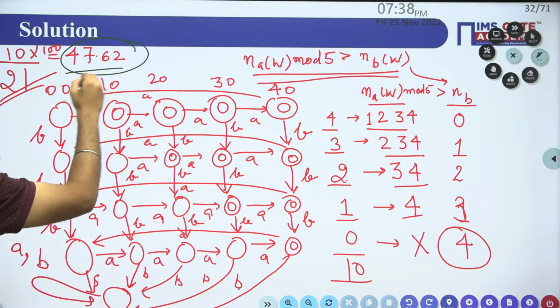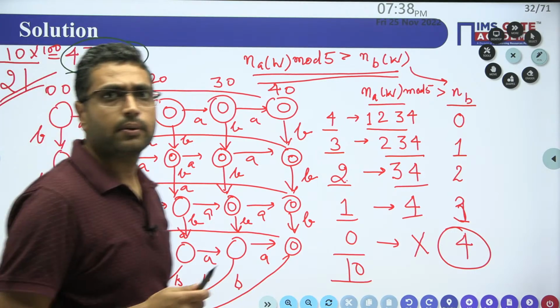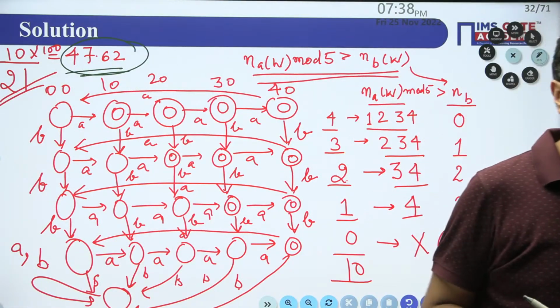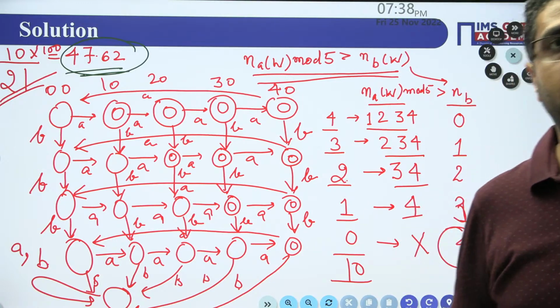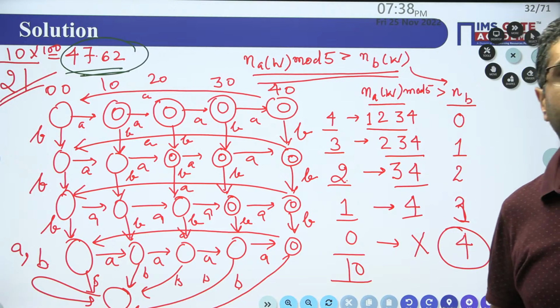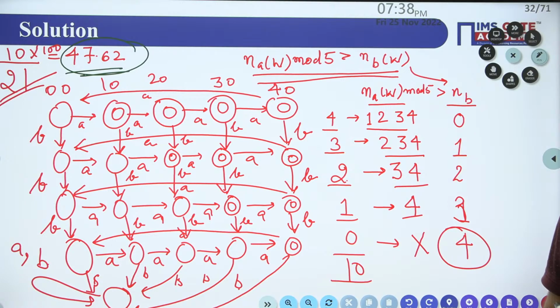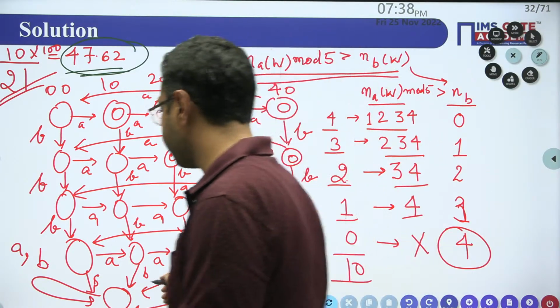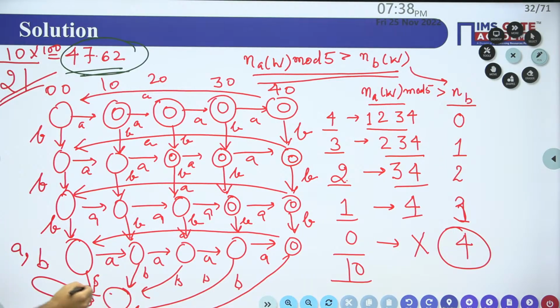47.62 is the final answer. Is it okay? Yeah. No, this is not the final state, Kundan. This is not the final state. This is a dead state. It's a trap state.